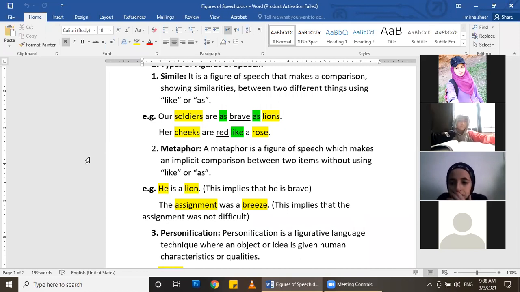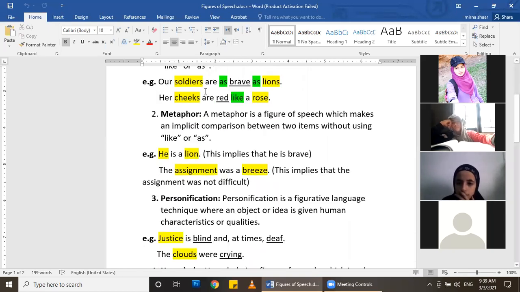But in the second example, for example, he is a lion. Here it implied that he is so brave. I didn't use the word as or like, okay? And I didn't show how they are alike, okay? But here, in order to show that he is really strong, I said that he is the lion, okay? Or the assignment was a breeze. In order to show that it was not difficult, it was so easy, okay? It was like a breeze, okay?